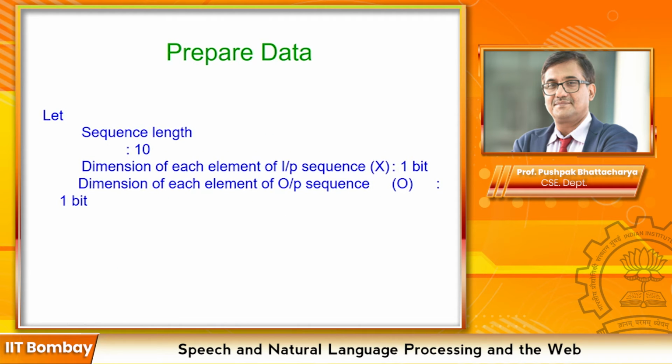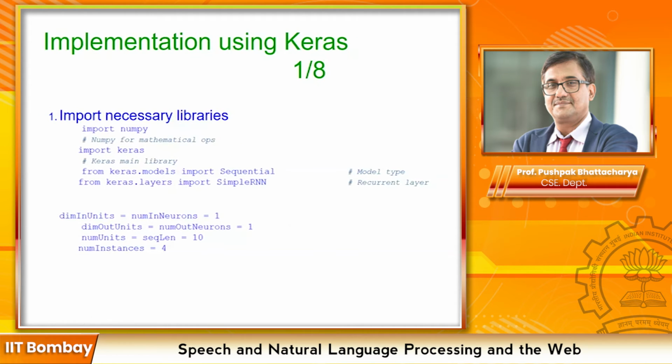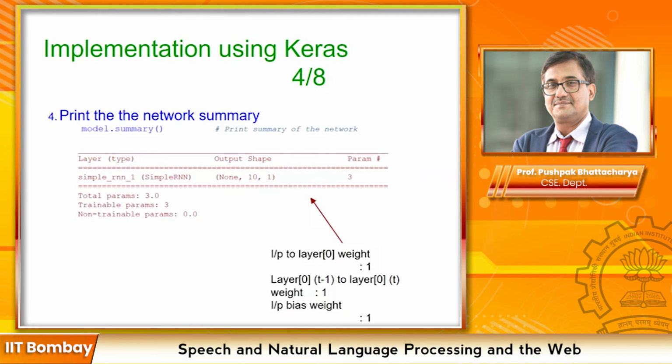Let the sequence length be 10 and the dimension of each element of the input sequence be 1 bit. The dimension of each element of the output sequence is also 1 bit. Such a network is shown here, unfolded over time. Previously, one of the students involved in the course did a Keras implementation, so that code you can look at later.